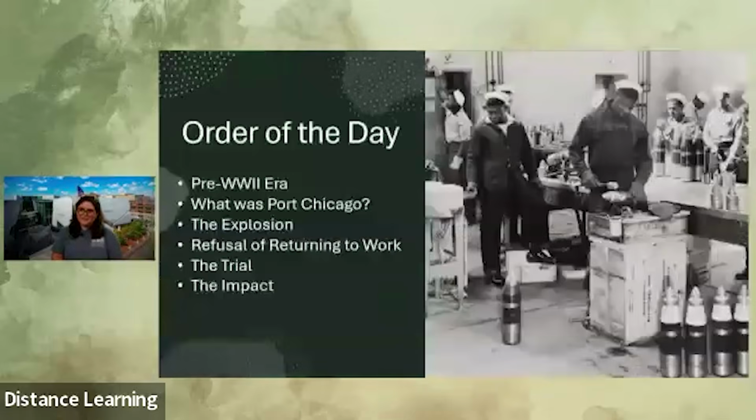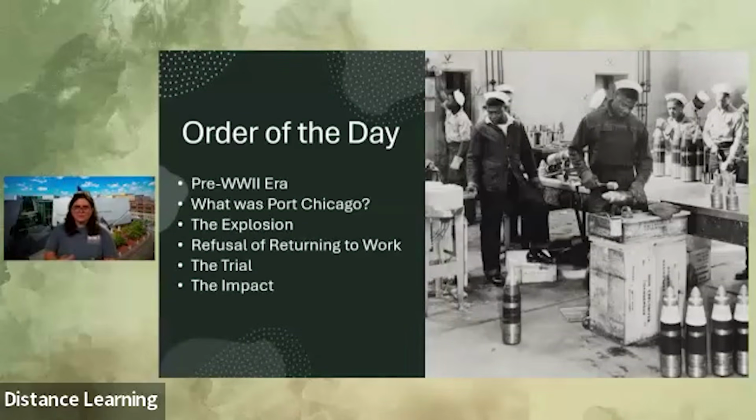Here is the order of the day. We're going to first start off with before the Port Chicago disaster happens, and actually before World War II officially starts, with a little bit of background information to get us better situated in understanding what's happening during World War II and what's affecting African Americans. After that, we're going to get into what Port Chicago was. When I first heard about this, I thought it was in Chicago. That's not the case. We'll get into that in a second.